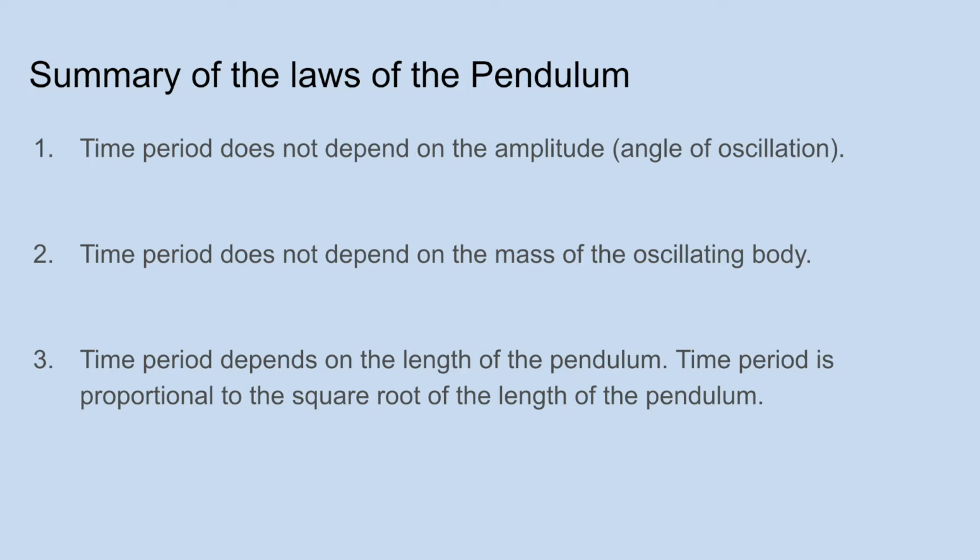Okay, finally here is the summary of the laws of the pendulum that we rediscovered using those 3 experiments. The first experiment told us that the time period does not depend on the amplitude, the angle of oscillation of the pendulum. The second one told us that the time period does not depend on the mass of the oscillating body. Even when we added the weight, we got the same time period. The last experiment told us that the time period does depend on the length, and the precise relationship is that the time period of the pendulum is proportional to the square root of the length of the pendulum.